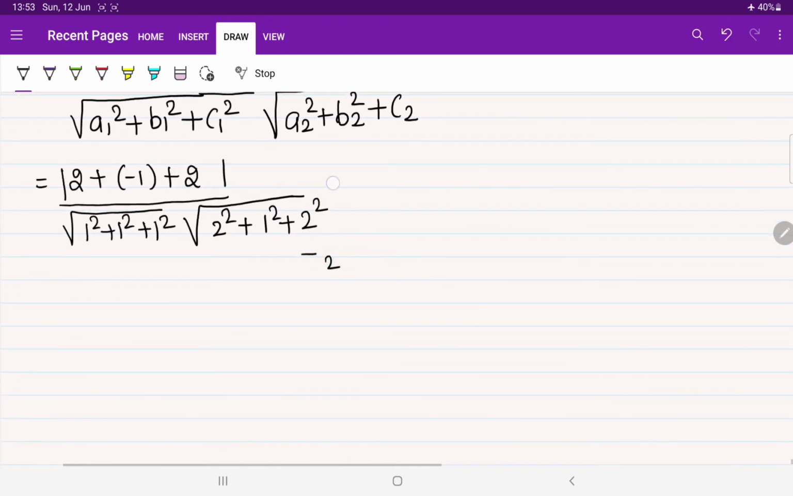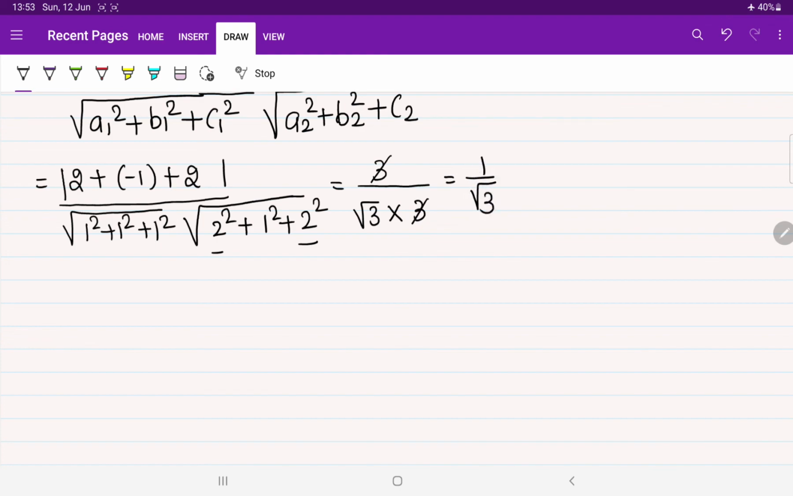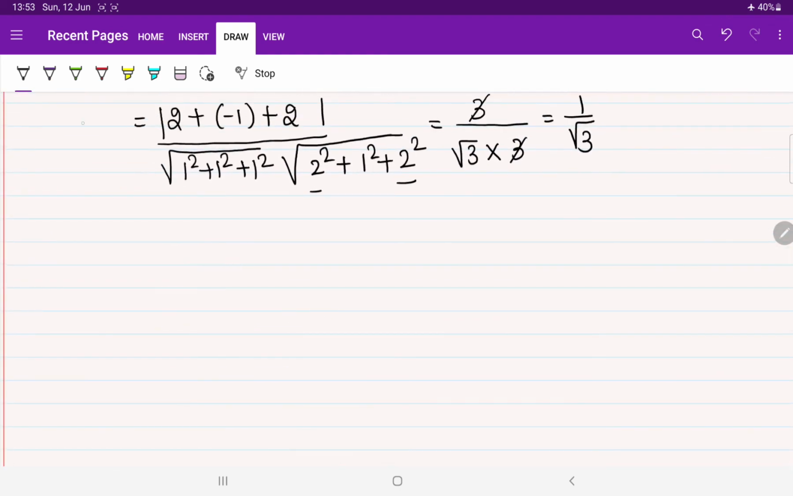Let us see what will happen. In the numerator we already saw that it is 3. Denominator here is root 3 into, see, 2 square will be 4, 2 square will be 4, 4 plus 4 is 8, 8 plus 1 is 9. Square root of 9 will become 3. So 3 will get cancelled out. Yes or no? So finally what we got here is 1 by square root of 3. That is the value of cos theta.